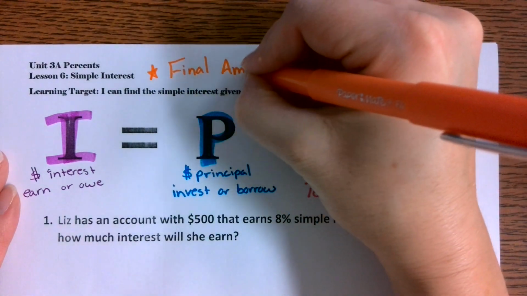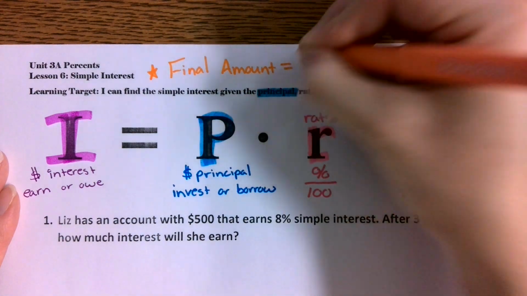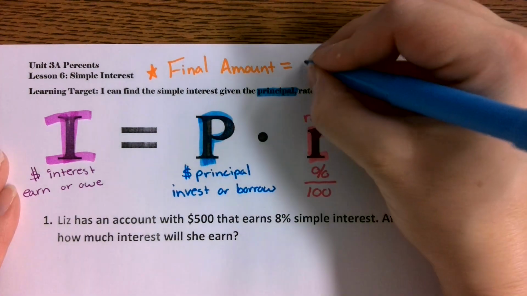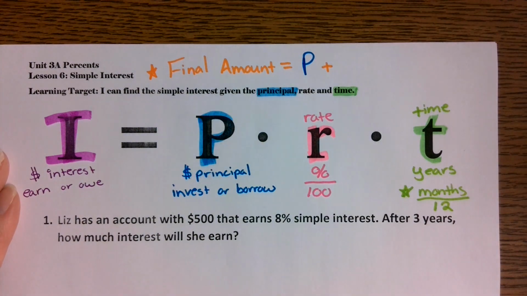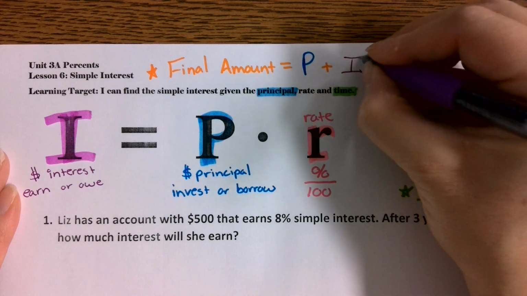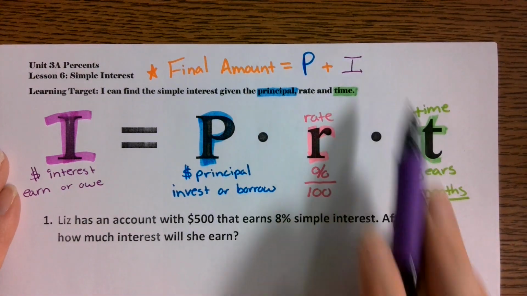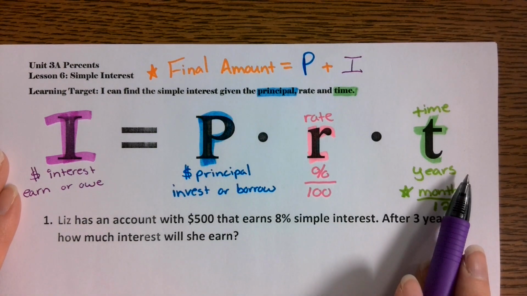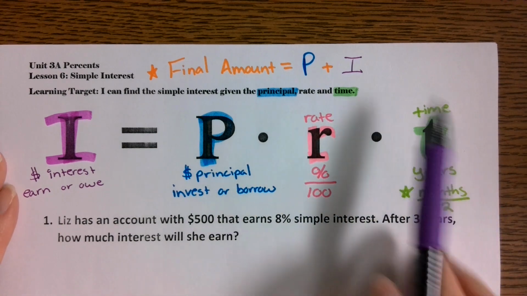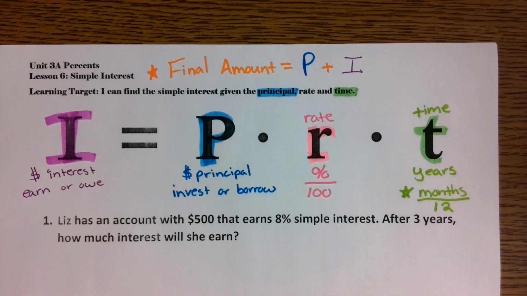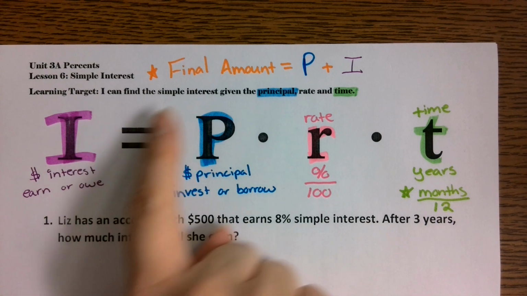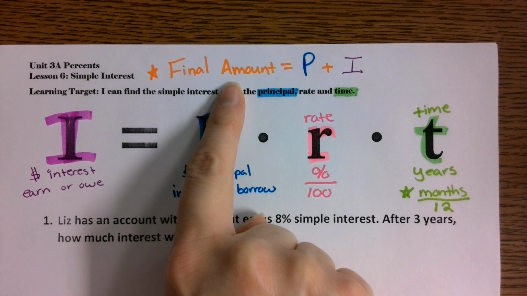So at the top of your paper, write down final amount can be found by taking whatever your principal was and adding whatever you get for your interest. So you would have to solve for the interest first by doing this formula. And then you would take that answer and add it with the original principal. That's it. So the hardest part that kids mess up on is distinguishing between whether they just have to solve for interest or whether they have to solve for their final amount.